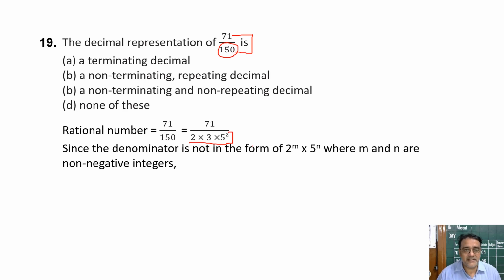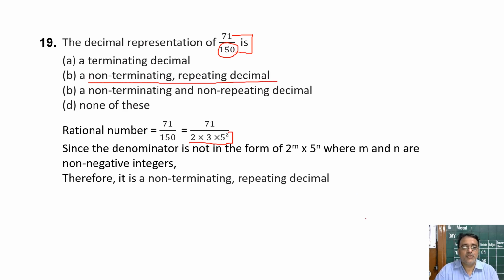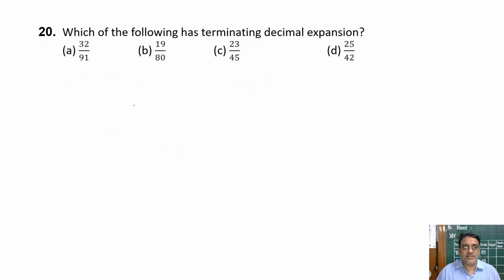The decimal expansion is non-terminating repeating decimal, right? So the correct option is B, right? यहाँ पे एक mistake हो गया, C, right? So now we are moving toward the next question, question number 20.